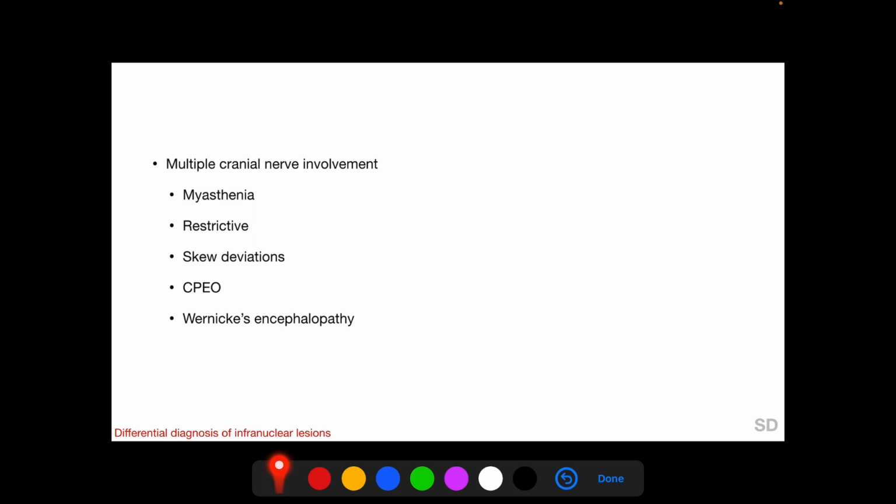Differential diagnosis of a patient with multiple cranial nerve involvement includes myasthenia gravis, restrictive myopathies, and skew deviations. Differential diagnosis of multiple cranial nerve involvement also includes CPEO, also known as chronic progressive external ophthalmoplegia, and Wernicke's encephalopathy.